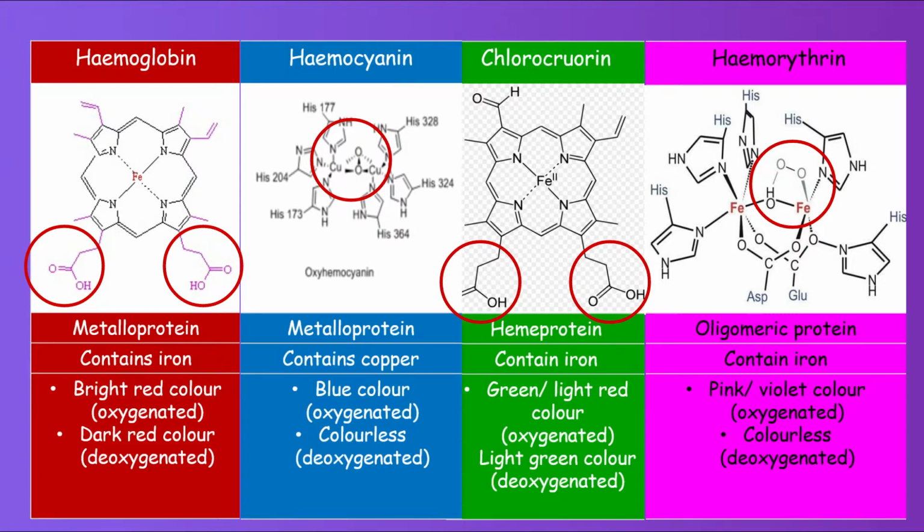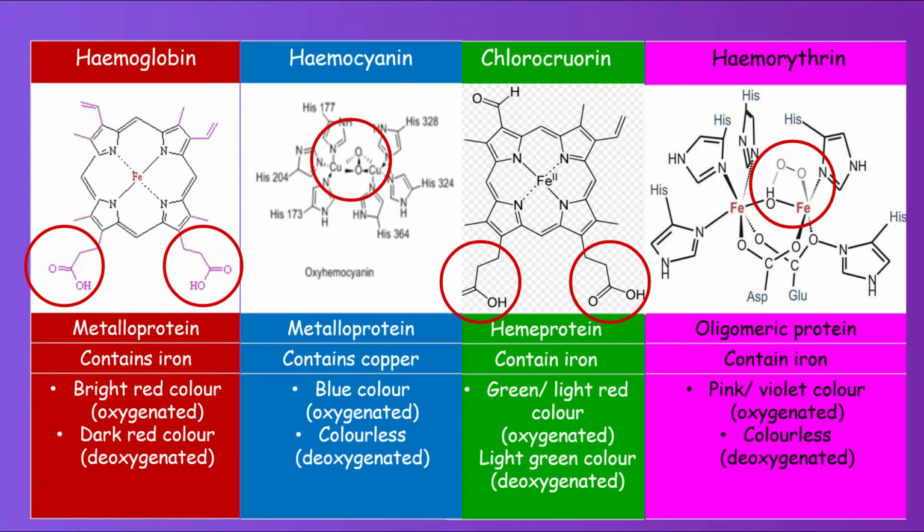Hemoglobin, hemocyanin, and chlorocruorin are all hemeproteins, which means proteins that contain a heme prosthetic group. Whereas hemerythrin doesn't contain any heme group, but is rather a combination of several monomeric proteins forming oligomeric proteins. Hemoglobin, chlorocruorin, and hemerythrin contain iron, unlike hemocyanin, which contains copper.